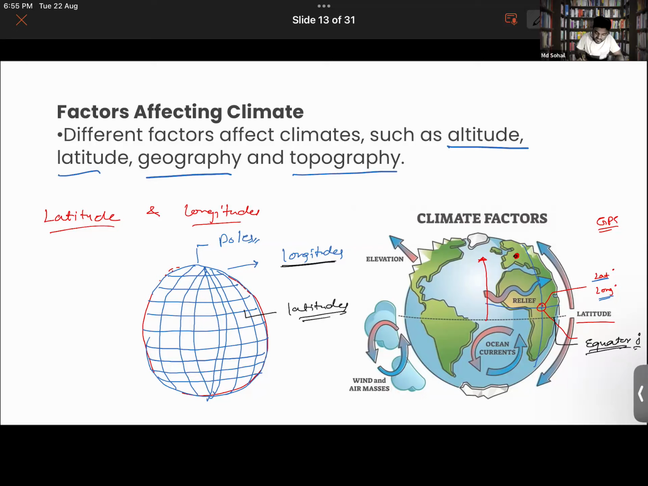So if your place is here, or let's say there's another place here, this is your place one, this is your place two. If you look at this diagram, this is your sun, this is your earth here, and the sunlight is coming here. This was your place one, and this was your place two. And we know that sunlight falls perpendicular on the places that are close to the equator.